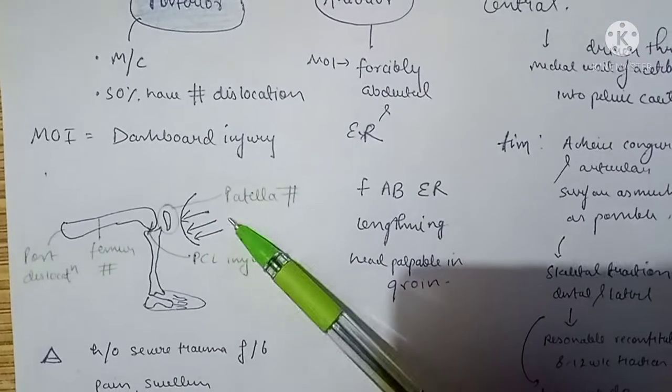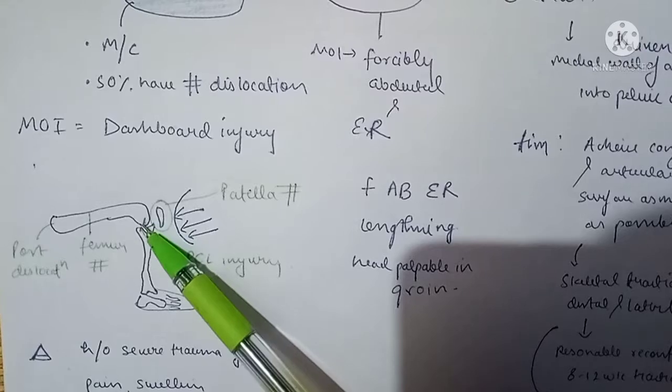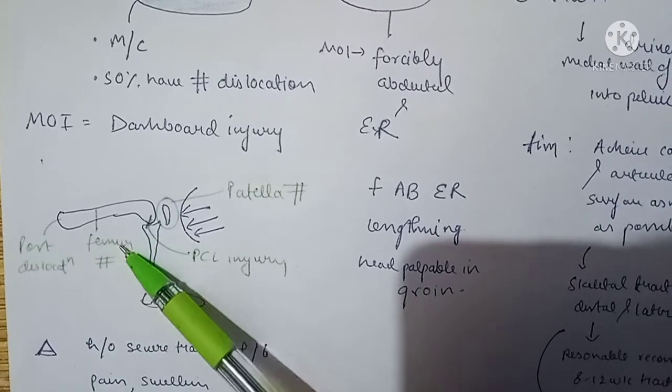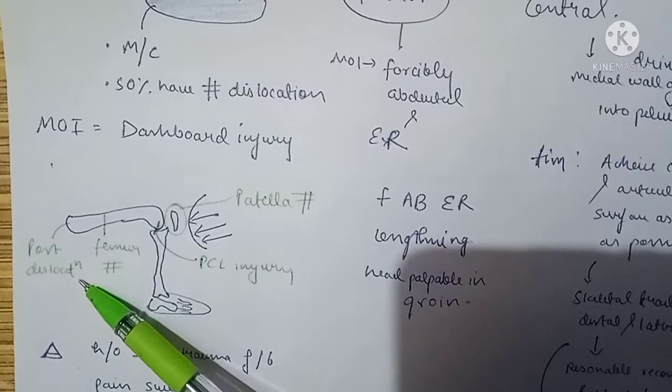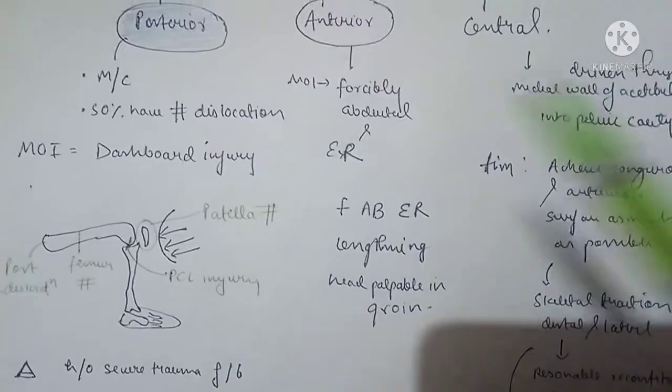The knee booster, when it hits on the knee, can lead to patellar fracture. The posterior cruciate ligament may be stretched, so it may lead to PCL tear. The femur shaft may be fractured, along with which there can be posterior dislocation of the hip. So actually dashboard injury can have four components.